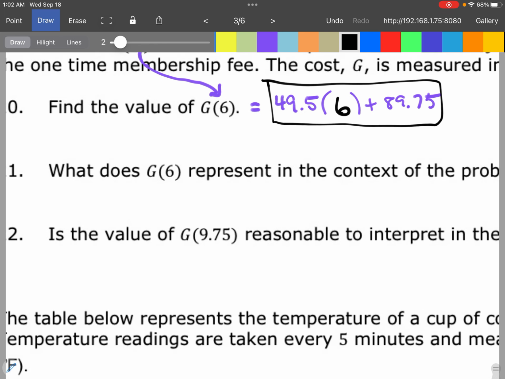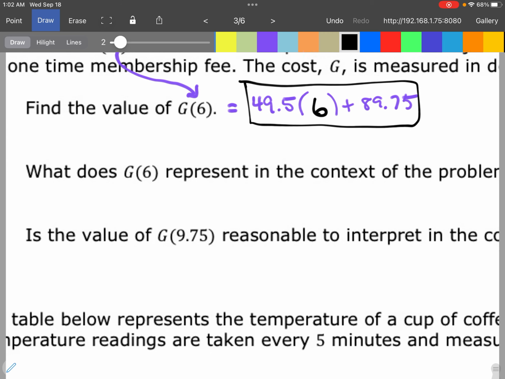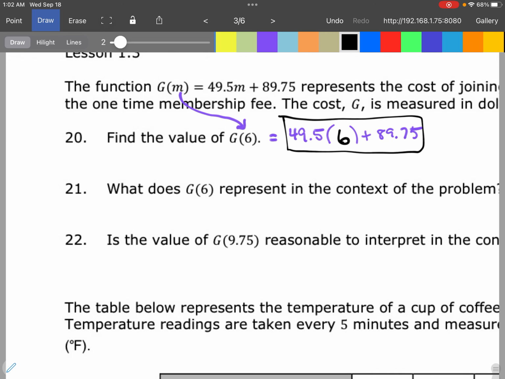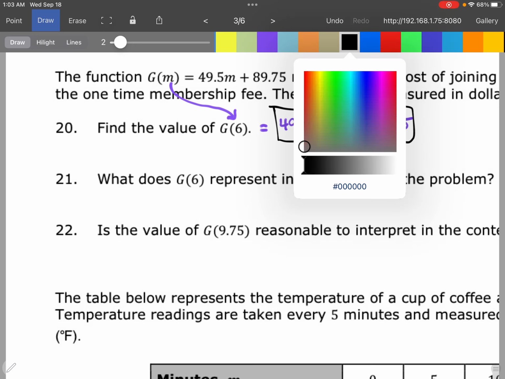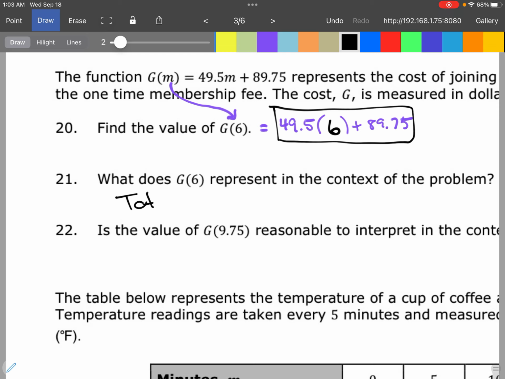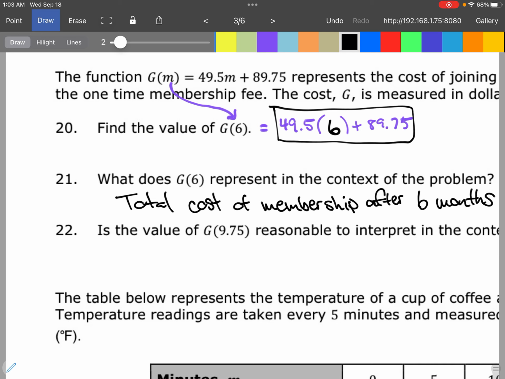Okay? What does G of 6 represent in the context of the problem? By plugging in 6 right here, this represents how much money you would have paid for this gym membership total for those 6 months. Remember, 6 represents 6 months. So we'll say total cost of membership after 6 months. Easy money.